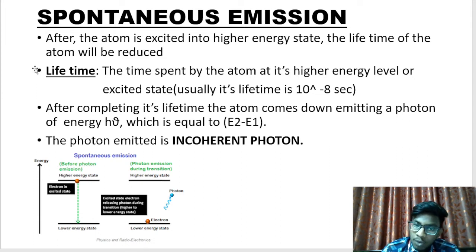According to spontaneous emission, the principle is that after its lifetime, the atom comes down spontaneously to the ground state from the higher energy state. In this process, the atom emits a photon having energy h mu, and this h mu is equal to the difference between the energy states, which is E2 minus E1.